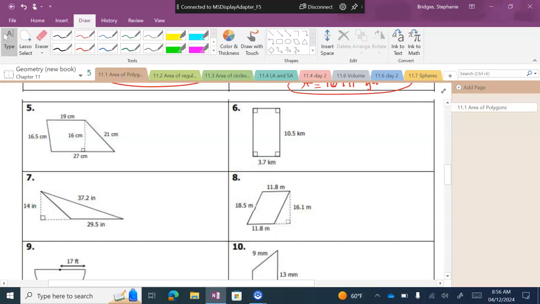What shape is it? So, what's your base? I'm sorry. We should be working on 6, 7, and 8.